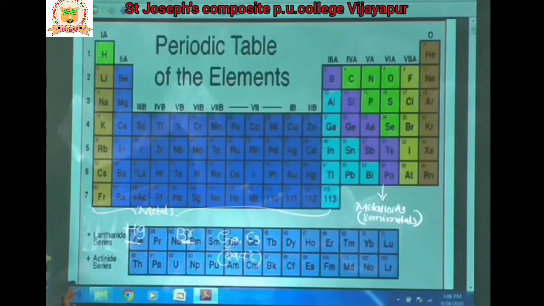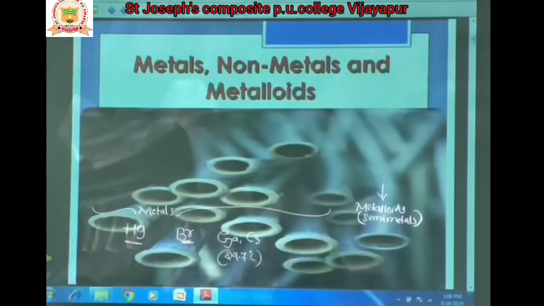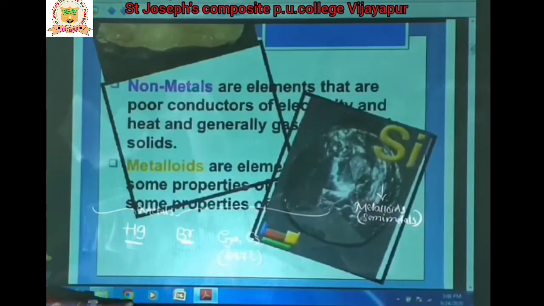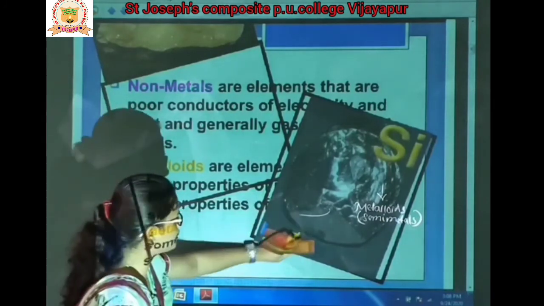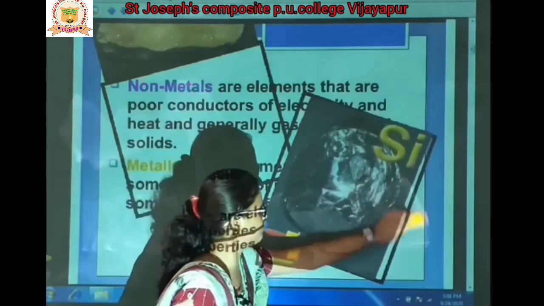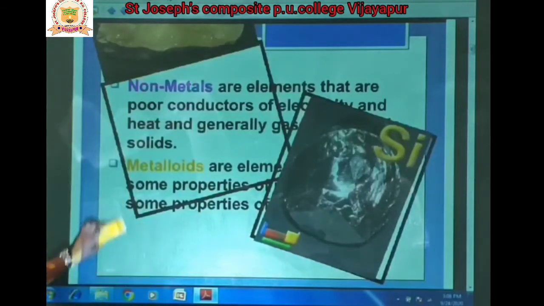This is all about the present form of the periodic table, that is, the modern periodic table. Come to this point, students. Metals are good conductors of heat and electricity. They are sonorous and lustrous in nature, and they show the properties of malleability and ductility.